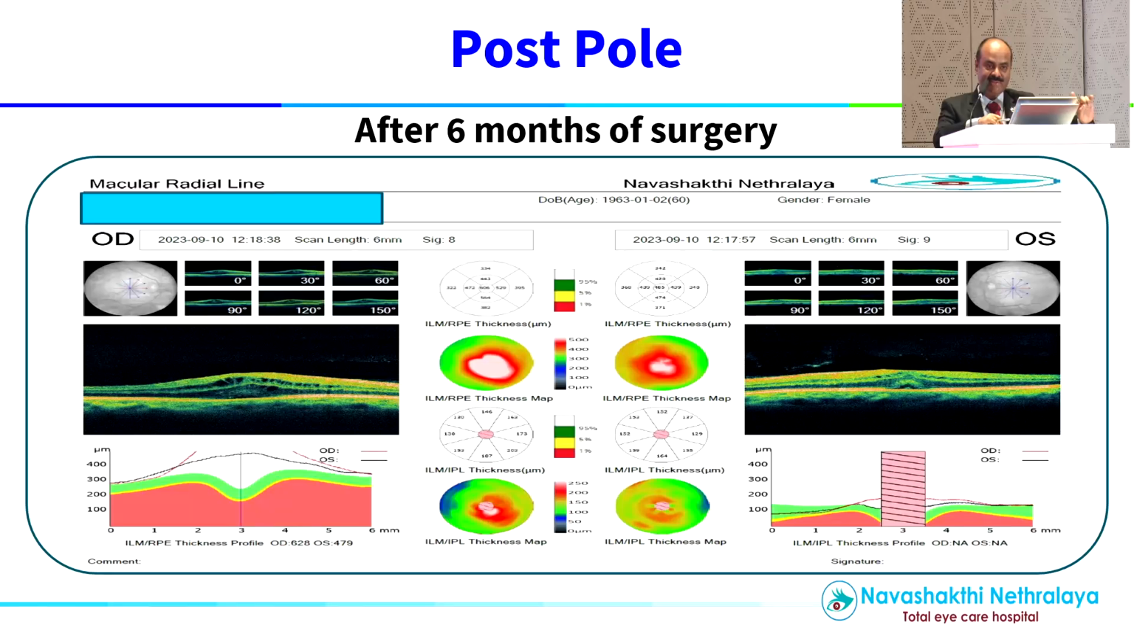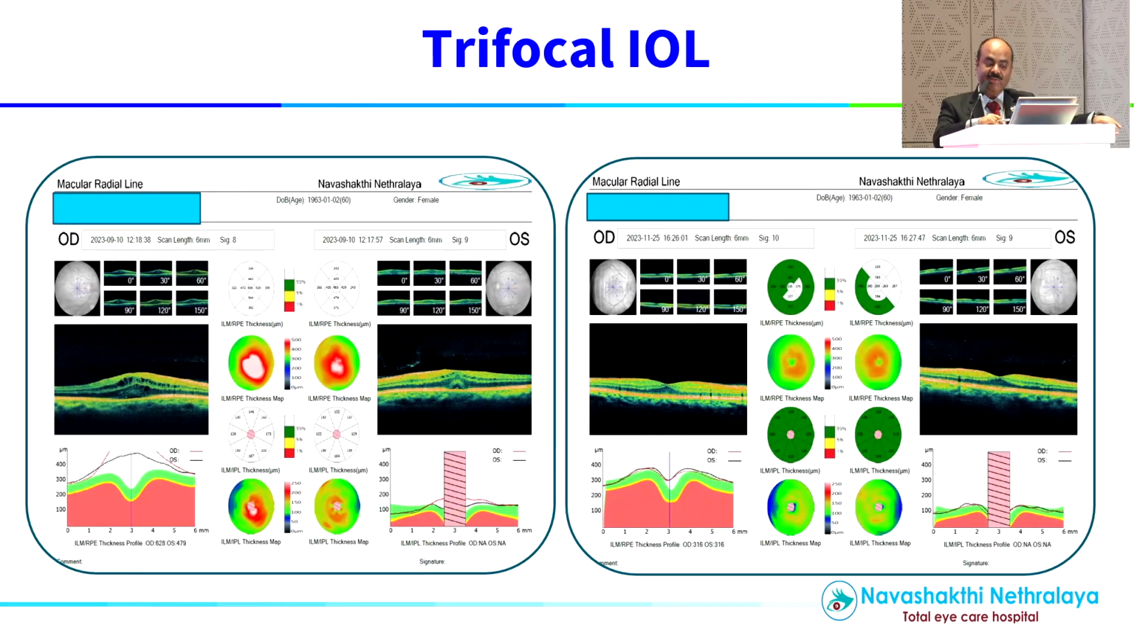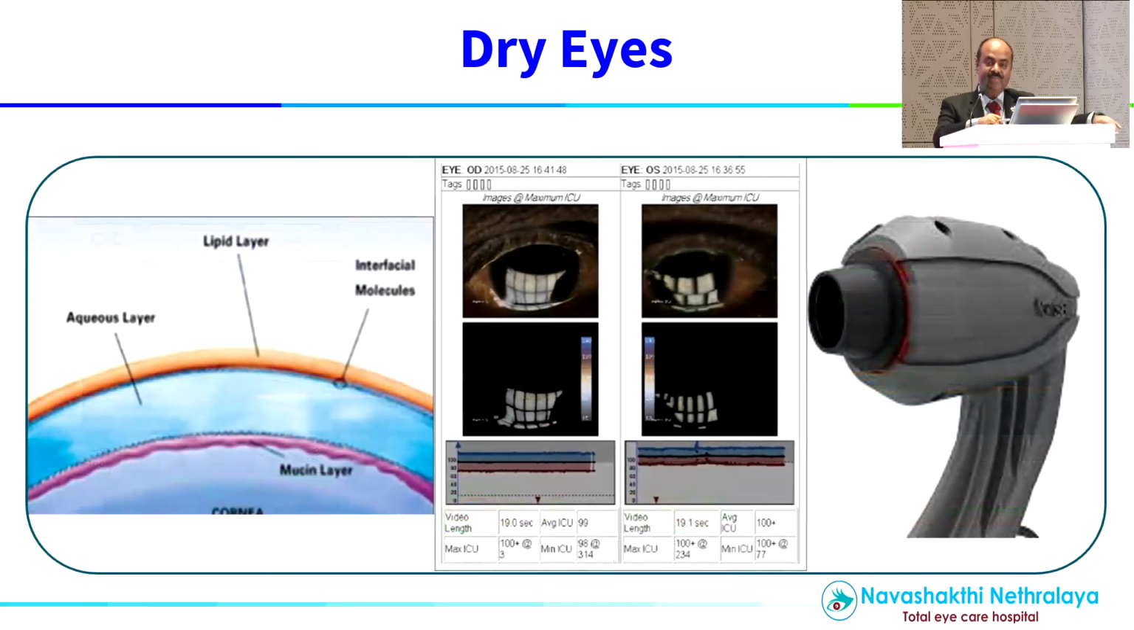This happened 6 months after surgery. Cystoid macular edema, in a trifocal patient who was 6/6, became 6/9, 6/12. She was actually complaining of contrast loss, which I didn't realize, and then with proper anti-VEGFs and steroids, she recovered.